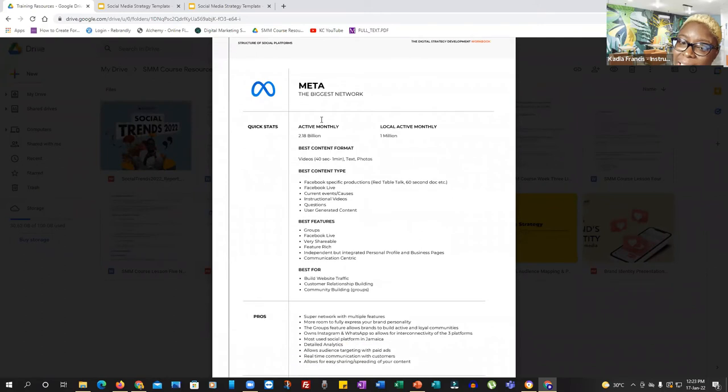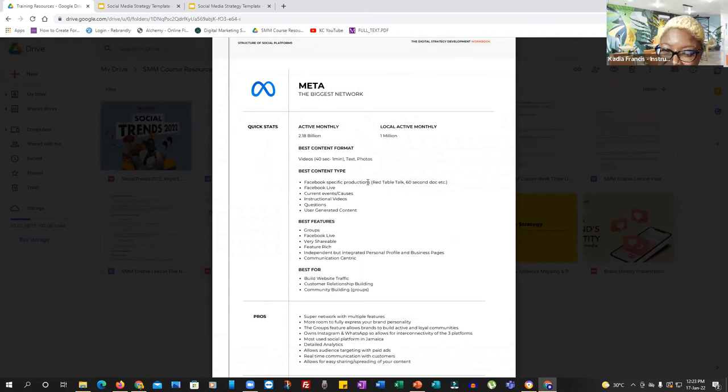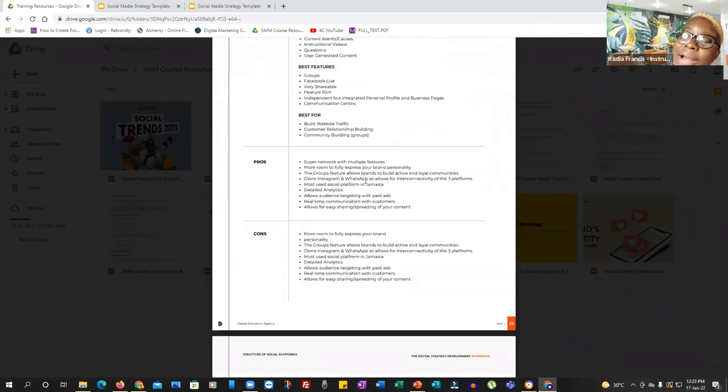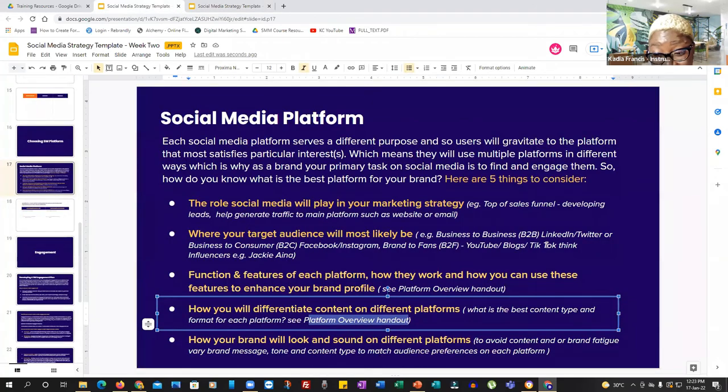But guys, look at this. I give you active monthly users. I give you local active monthly users. Best content format, best content type, best features, pros and cons. How many of you actually use this as your reference point for platforms? Not a lot of you did. Because a lot of you, your companies are B2B customers and you're telling me about Facebook and Instagram. And if you notice, I said here, business to business, B2B, LinkedIn, Twitter, or business to consumer, Facebook, Instagram, brand to fans, YouTube, blogs, TikTok, think influencers, example, Jackie.